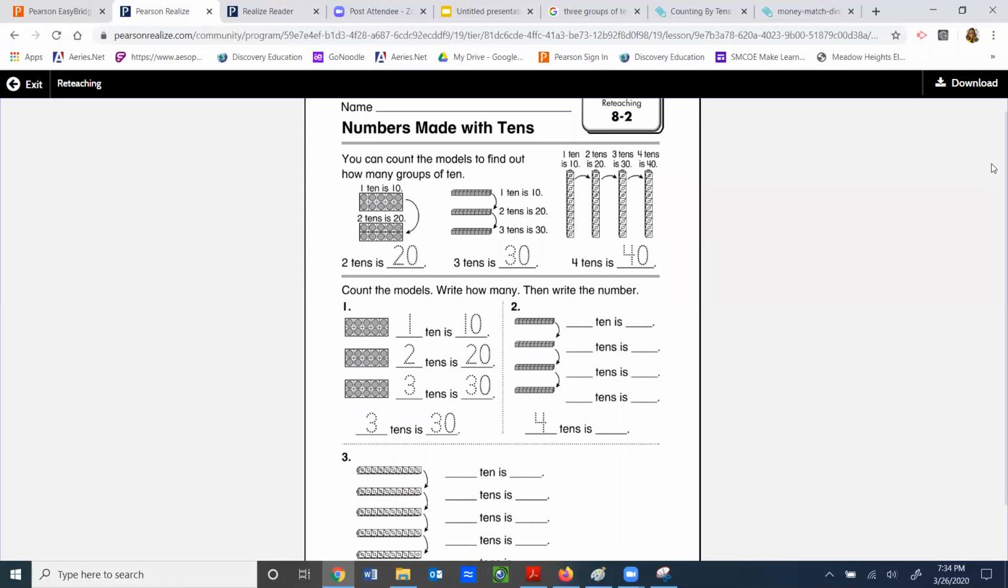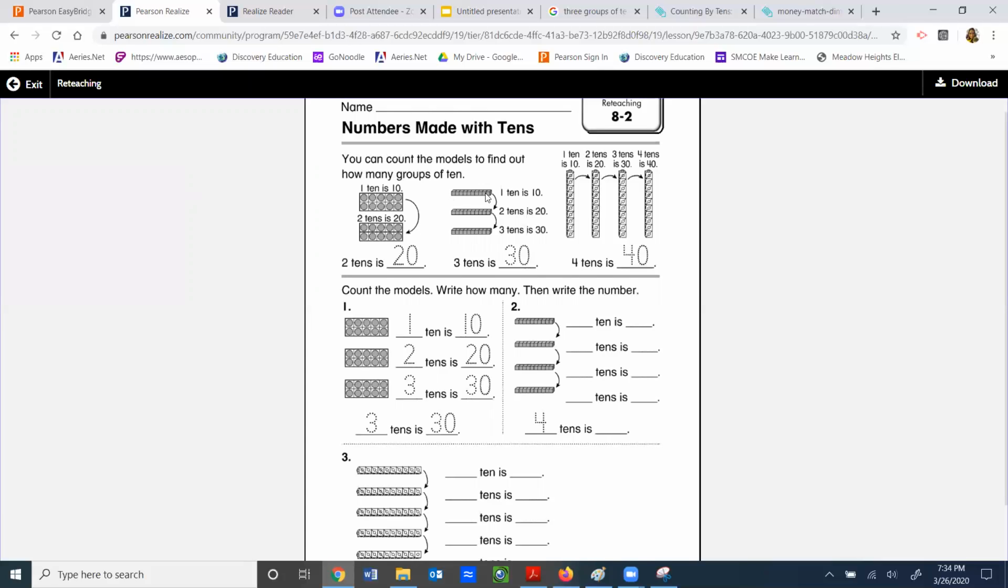So the reteaching page at the top says Reteaching 8-2. It's titled Numbers Made with Tens. Let me read you the instructions. You can count the models to find out how many groups of 10. So we see 2 ten frames here to represent 2 groups of 10. So on the top of the first ten frame, it says 1 ten is 10. 2 tens is 20.